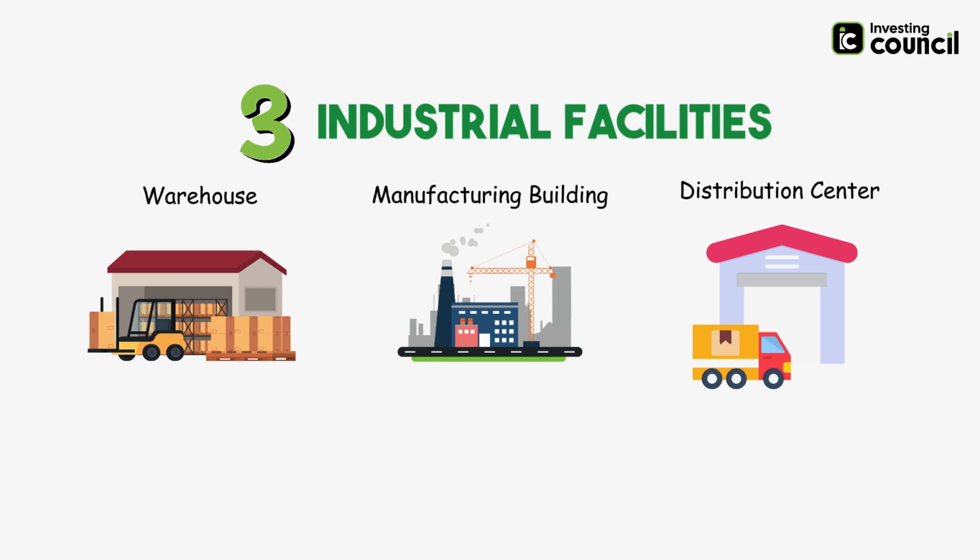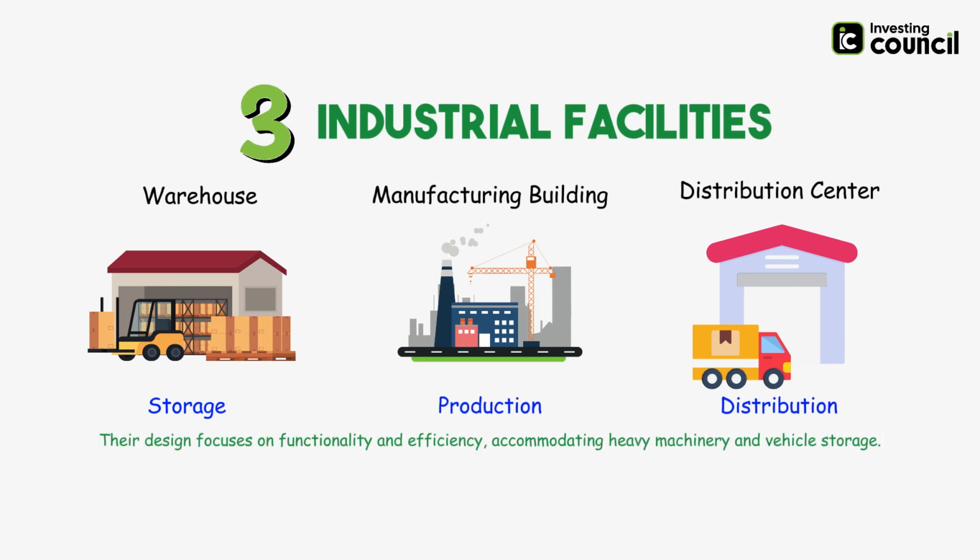Industrial facilities. Think warehouses, manufacturing buildings, and distribution centers. These properties are typically located on the outskirts of towns and are pivotal for storage, production, and distribution of goods. Their design focuses on functionality and efficiency, accommodating heavy machinery and vehicle storage.